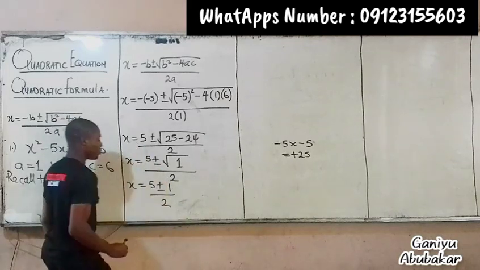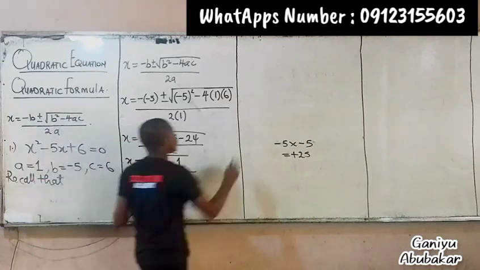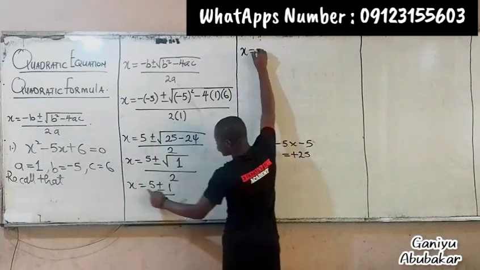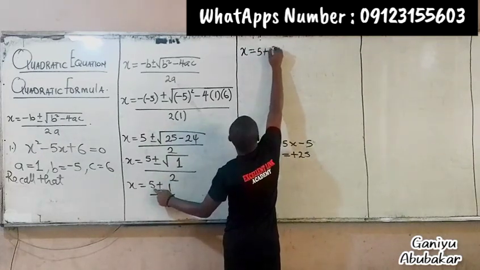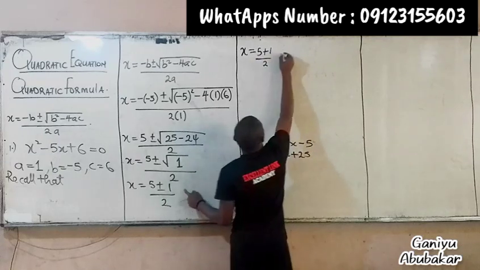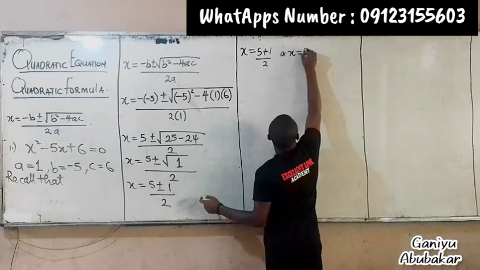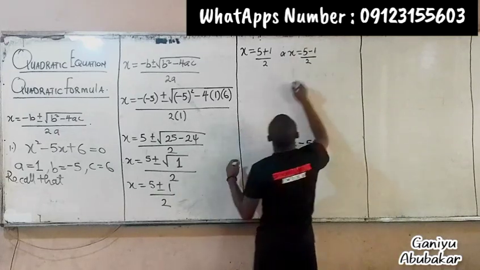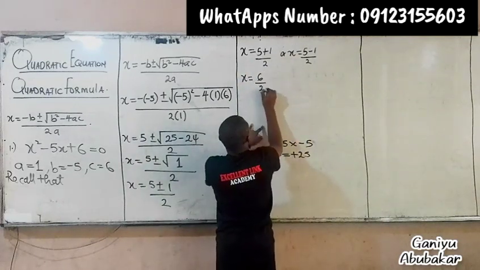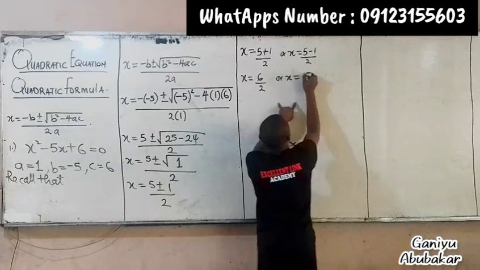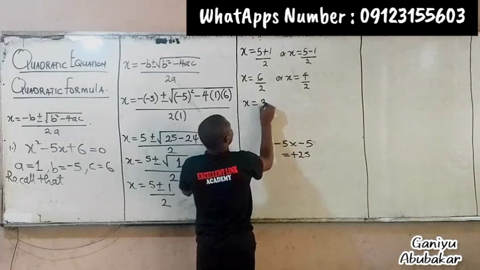Hence, I will express this in two formats. The first one becomes x is equal to, pick out the plus first. That becomes 5 plus 1 over 2, or x is equal to, pick the minus now, that becomes 5 minus 1 over 2. Hence, x is now equal to 6 over 2, or x is equal to 4 over 2. Final answer, x is equal to 3, or x is equal to 2.